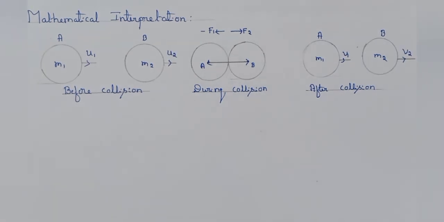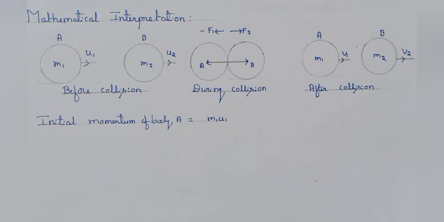Here, the mass of body A is m1 and its velocity is u1. Therefore, the initial momentum of body A is m1 u1. And the mass of body B is m2 and its initial velocity is u2. Therefore, the initial momentum of body B is m2 u2. After collision, the velocity of body A changes to v1 and the velocity of body B changes to v2. Therefore, the final momentum of body A is m1 v1 and the final momentum of body B is m2 v2.